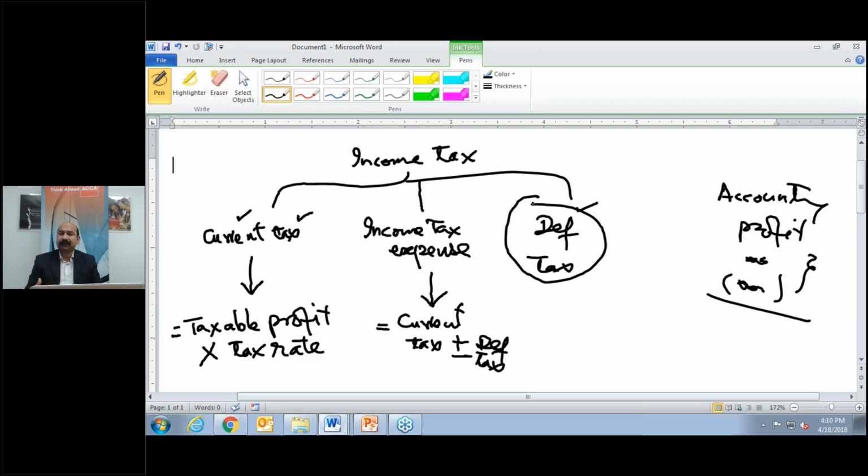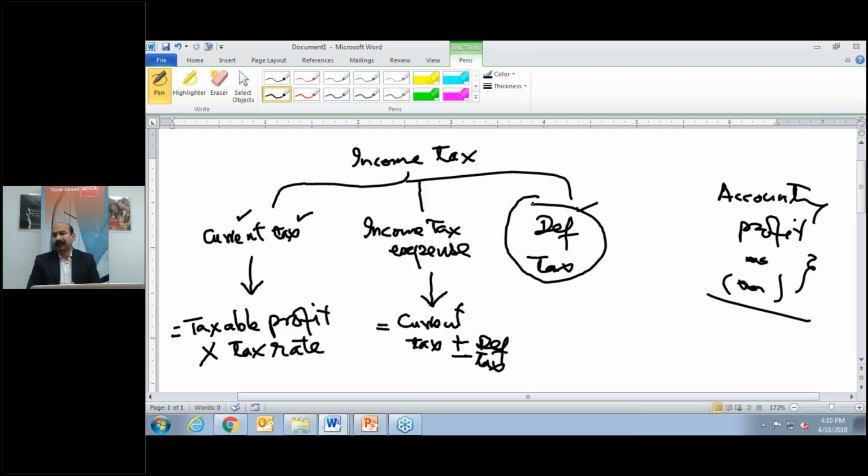Then we will take up special cases like leases, like share-based payments, like compound financial instruments, and thereafter business combinations. How this concept affects business combinations.